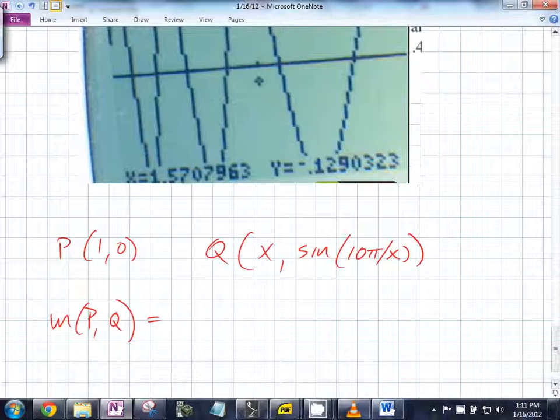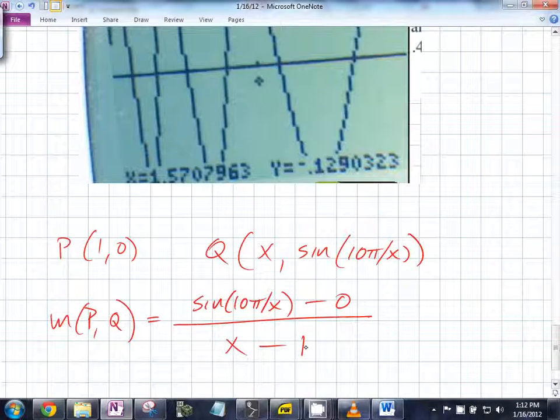X minus. You have to do the same direction you did before. We went that way. Could you do the other way? It's the same thing. Totally fine. Is this okay? This represents the slope of any secant line where one point is stuck at 1, 0. And where could the other point be?